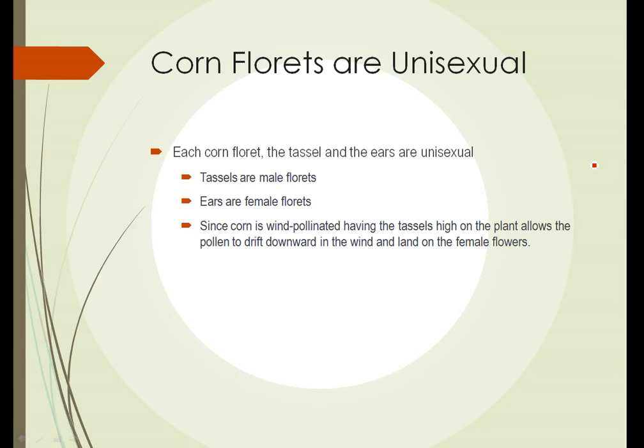So, as I said, they have separate male and female flowers, or florets. The tassel and the ears, each unisexual. The tassel is male, the ears are female, and being wind pollinated, it allows the pollen to drift down next to it, hitting other corn plants.